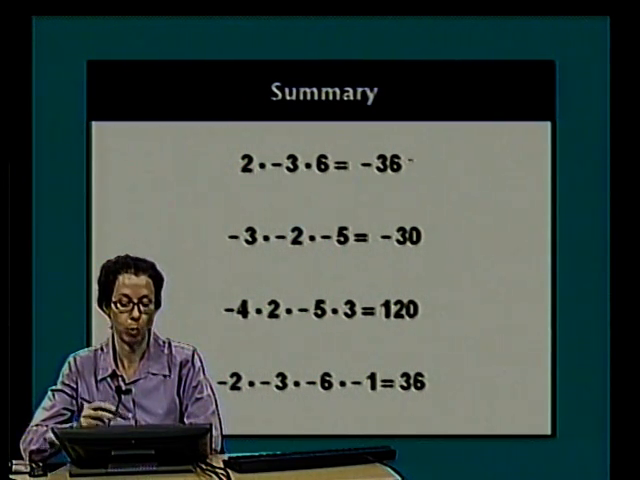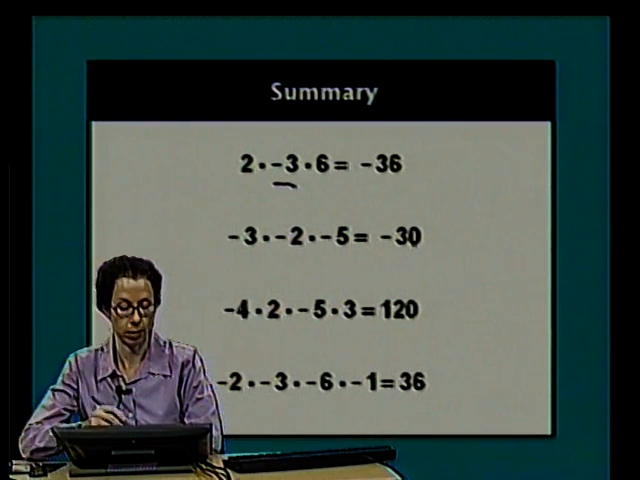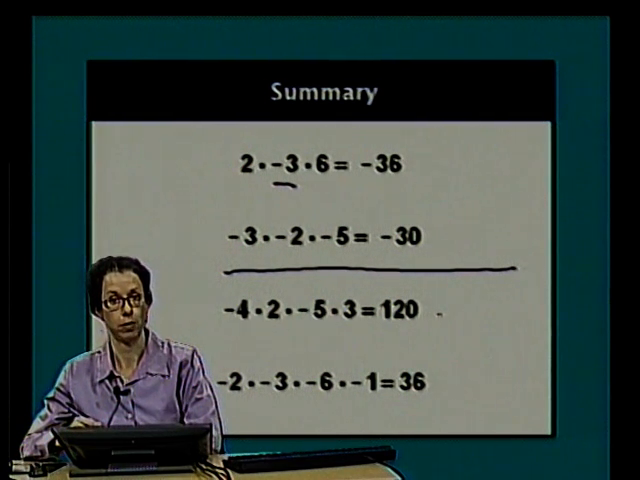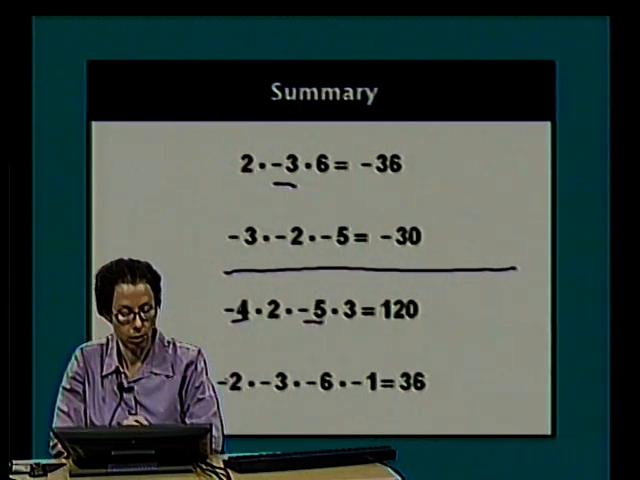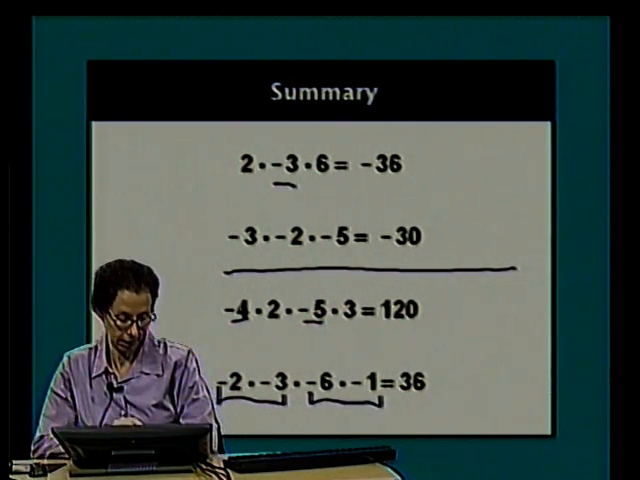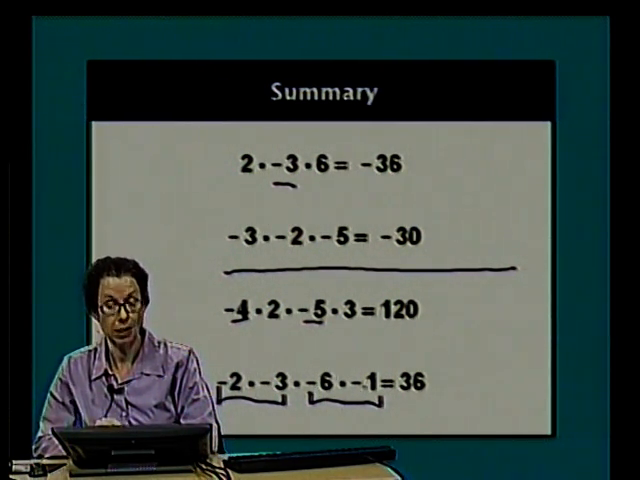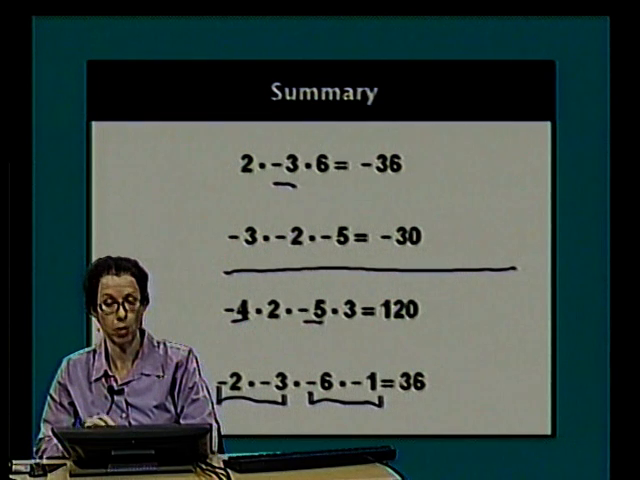In the first example, we had 1 negative factor and the result was negative. In the second example, there were 3 negative factors, the result was negative. But in these last 2 examples, we had a positive result. And in both of these examples, there's an even number of negative factors. And when we have an even number of negative factors, we can kind of pair them up. And in this first example, negative 2 times negative 3, that's giving me a positive result. Negative 6 times negative 1, that's giving me a positive result. So the whole result will be positive.